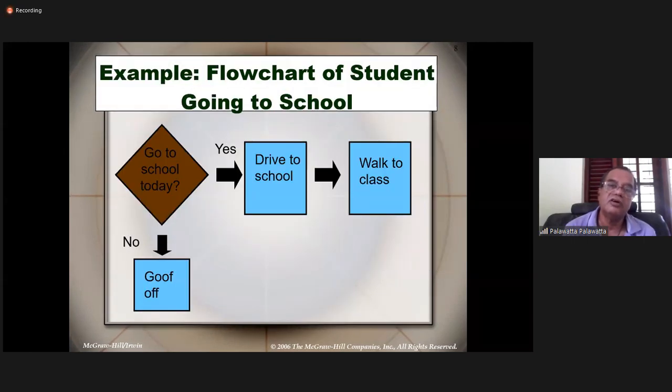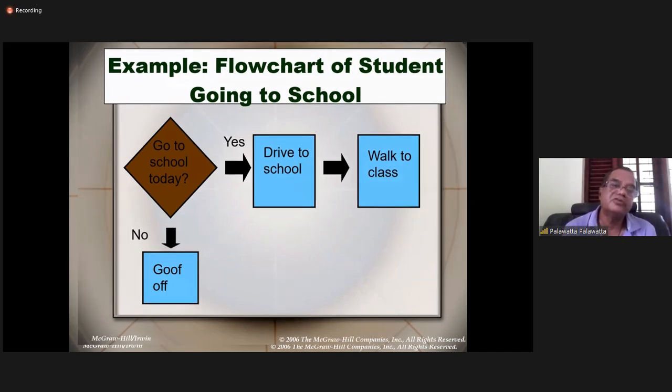Example, flow chart of a school student going to school. And let's say he has to decide whether he goes to school or not. So, go to school today? And if he decides no, he will do other things. And if he decides to go to school, then he has a process to go through, a task to go through, then drive to school, and then walk to class. Okay.